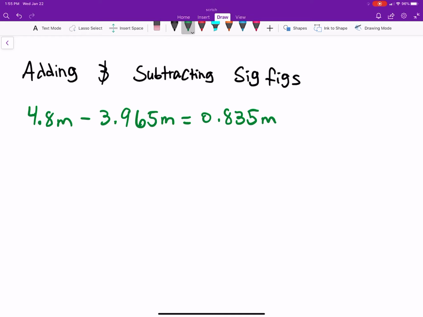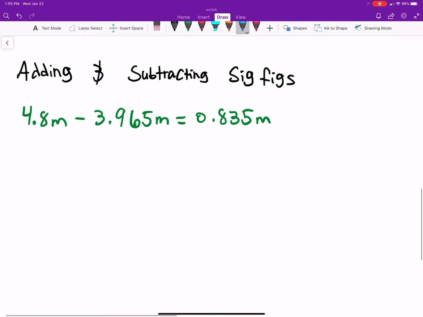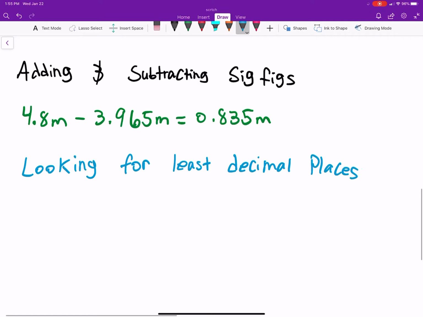But there's a rule here. What you're doing when you're adding and subtracting is you're looking for least decimal places. And we're looking for that here, and we're looking for that here. There's only one number after the decimal here, and there are 3 after the decimal here. The way you're supposed to do this is you look at the number with the least amount of decimals. In that case, it's the 4.8. So our answer should only have one number after the decimal. So we say, okay, 0.8.